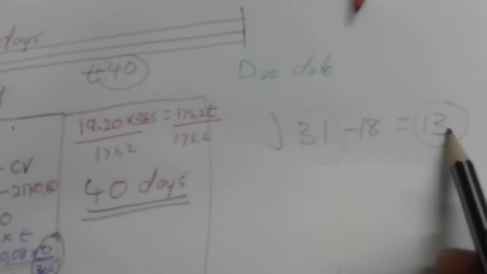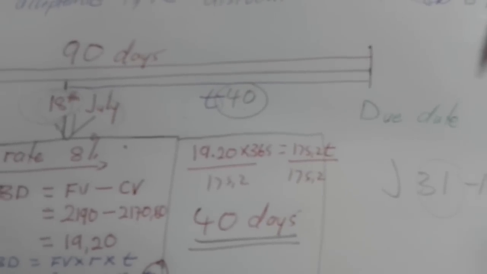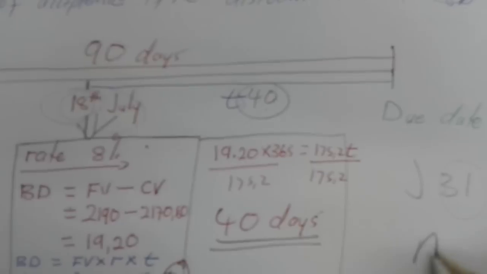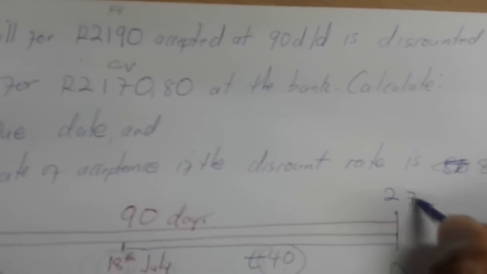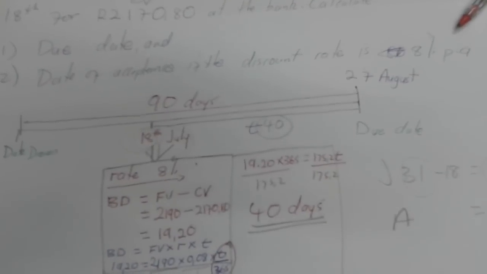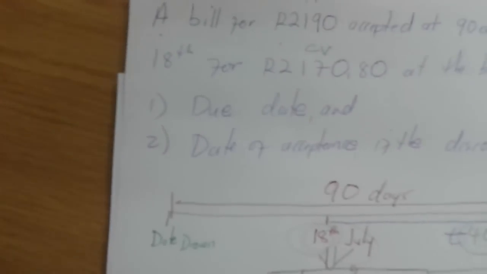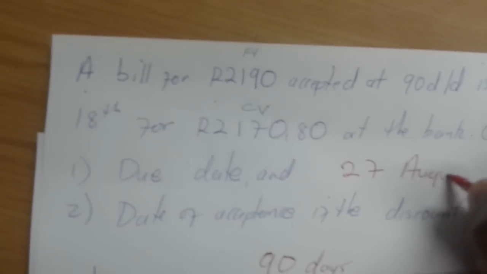Now remember, we want 40. So from 13, we are short by 27. So it means the due date is 27 August. There you go. 27 of August. Now, that's number 1, so the first part is answered. The answer is 27 of August.